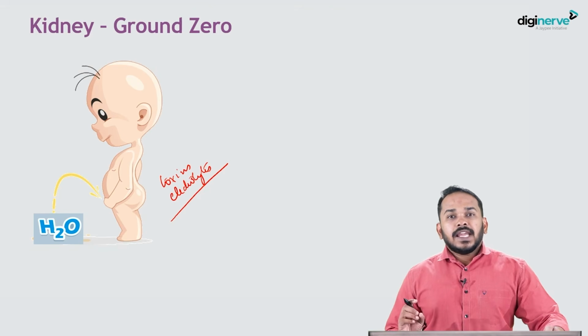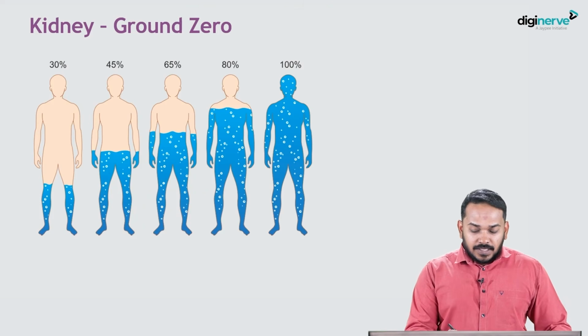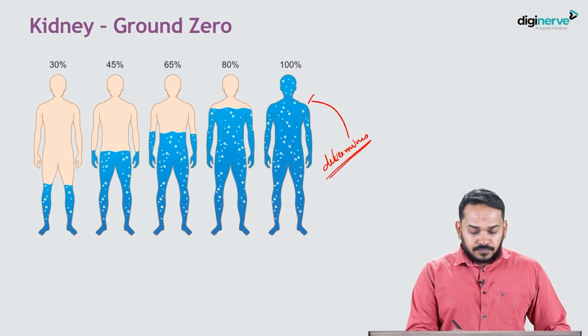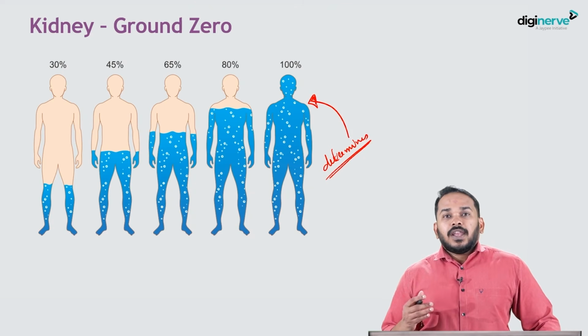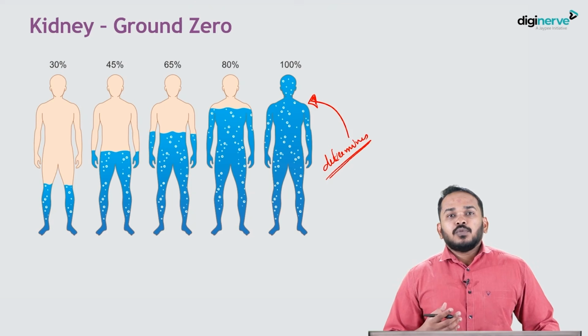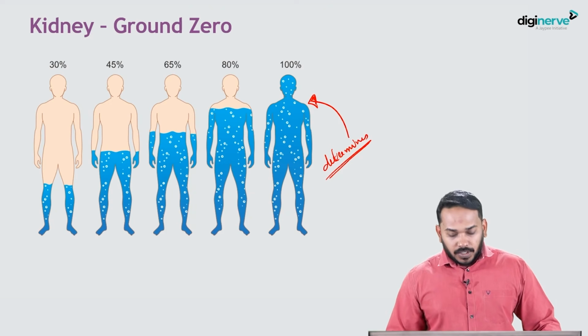And since kidneys control the excretion of water from our body, they determine how much water is present in our body. When the water level in our body is less, it will conserve water by reducing the excretion, and when the water level in our body is high, it will excrete more water. The functional unit of the kidney is called the nephron.